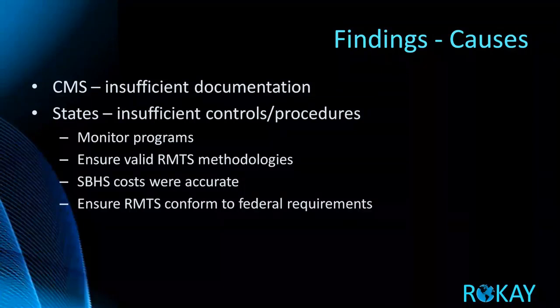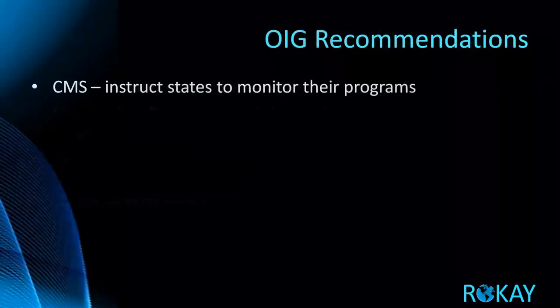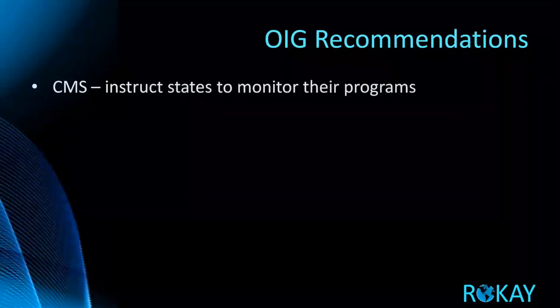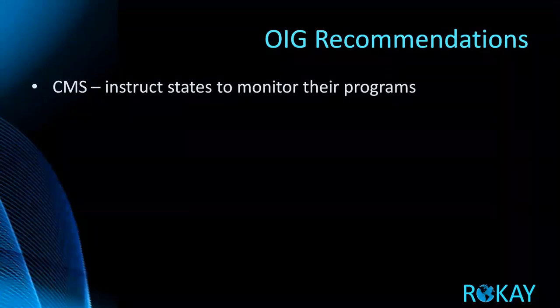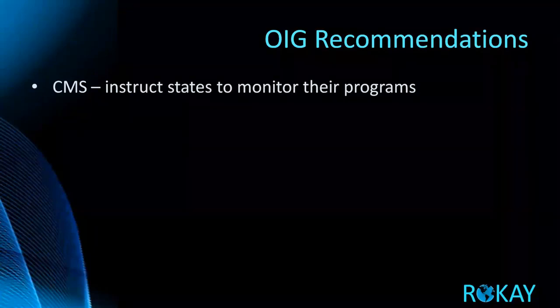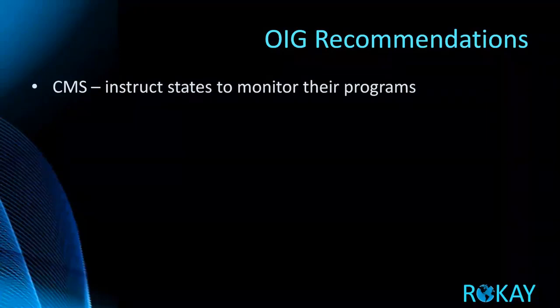So OIG takes all these findings, they group them in these 2 buckets, and they say, CMS, here's what we're recommending to you. This is what we think you need to do to fix these problems. 2 things. First, CMS, you need to instruct the state Medicaid agencies to revise their policies and procedures to monitor their programs in various ways. And again, I won't read all of them to you, but for some basic stuff.